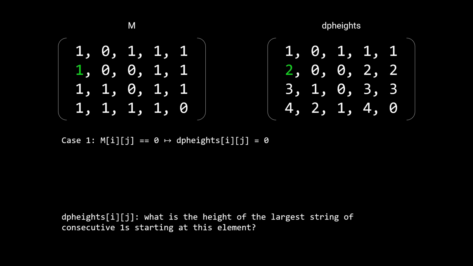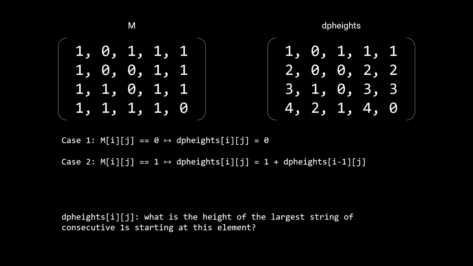But one below it, starting at this element and above, you can have a sequence of 2 1s, so the DP value is 2. And one below that, you can have a sequence of 3 1s. So hopefully you can see how we can define the second case, where the input is a 1. We define it as whatever the answer of the DP table is directly above it, plus 1. I understand that the first row will give us an out of bounds sort of error, but let's ignore that for now and handle it later in our code.